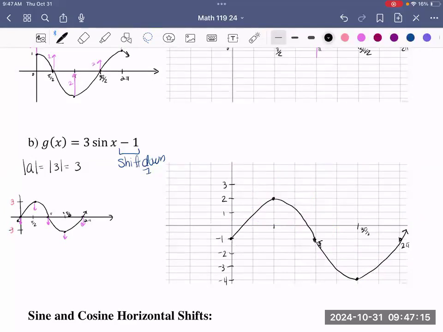Now notice that your range is going to change. Your domain here is still all reals. Your range, if we were to do it all over, we're at -4. And then we're all the way up at 2. Your height, your amplitude is still the same because your pseudo x-axis is still right here. It's also been shifted down by 1. So your height of each wave is still at 3.